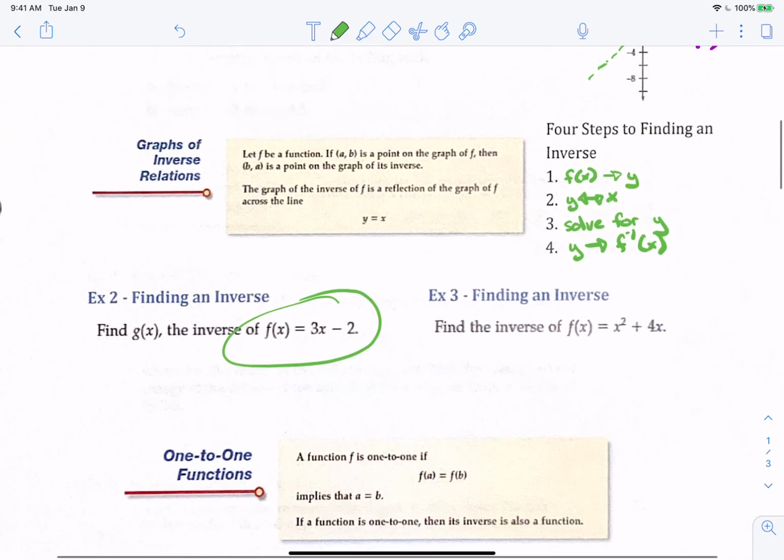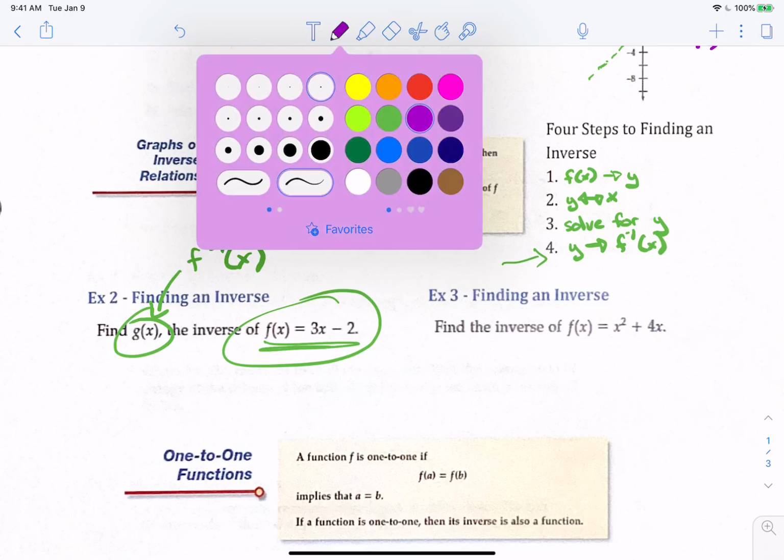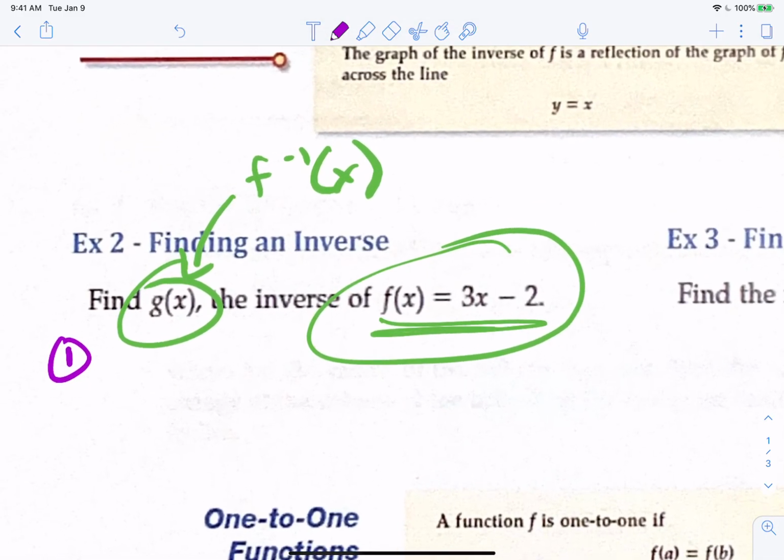So, find g of x. They're not wanting us to call it f inverse of x, right? They're wanting us to call it g of x. So, in our fourth step, instead of switching it to f inverse, we're going to call it g of x. But they want us to find the inverse of this guy. So, step number 1. F of x, we switch it to y. So, y equals 3x minus 2. I just rename it, okay?